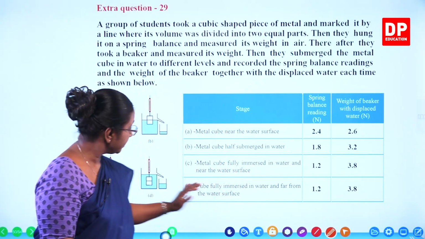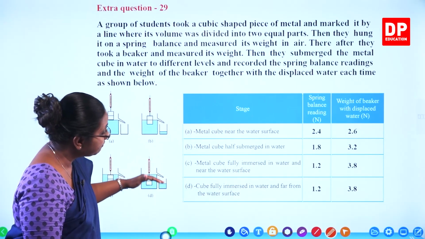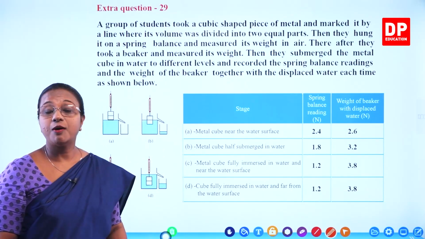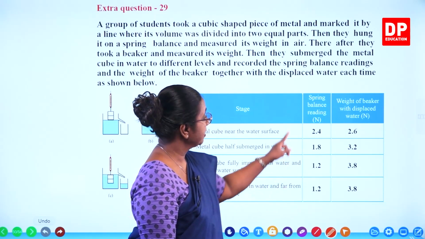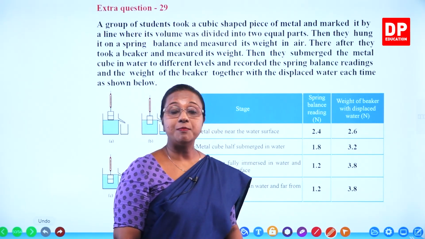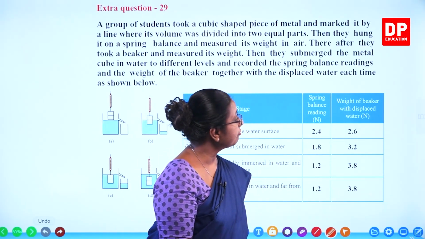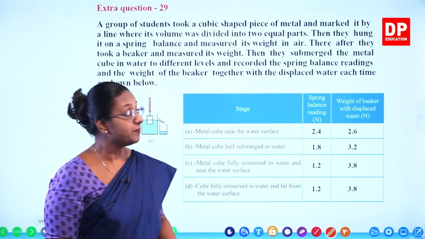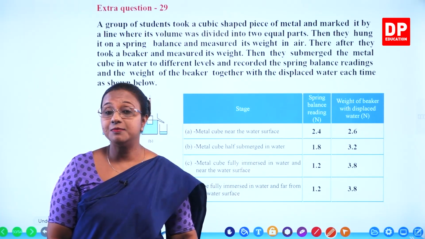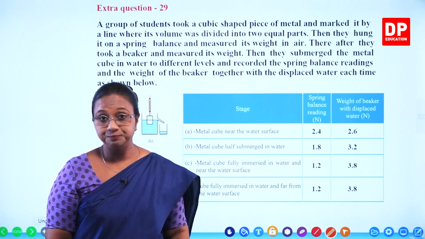But after it is completely submerged, if it is pushed farther away from the surface of water also, the readings are the same. Spring balance reading is still 1.2 Newton and the weight of the beaker with displaced water is still 3.8 Newton. So you are familiar with these types of observations as well.